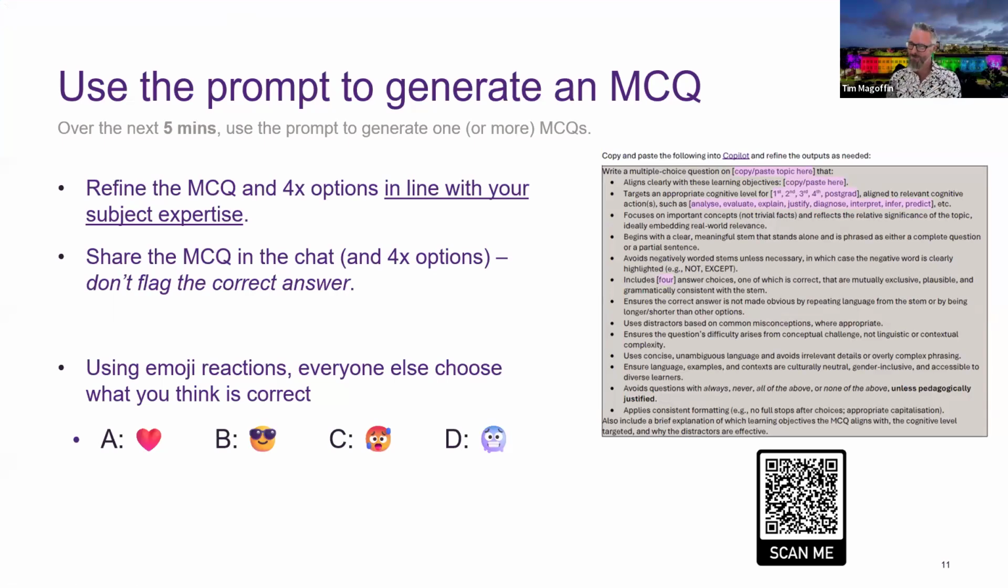That is awesome. Please pop your MCQ into the chat and everyone have a look at the MCQs in the chat and use the heart if you think the answer is A, the sunnies if you think the answer is B, the hot emoji if you think it's C, and the cold emoji if you think the answer is D. Just trying to see if we can guess those answers. And I'm having a look and I can't guess anything that I've seen come through so far.